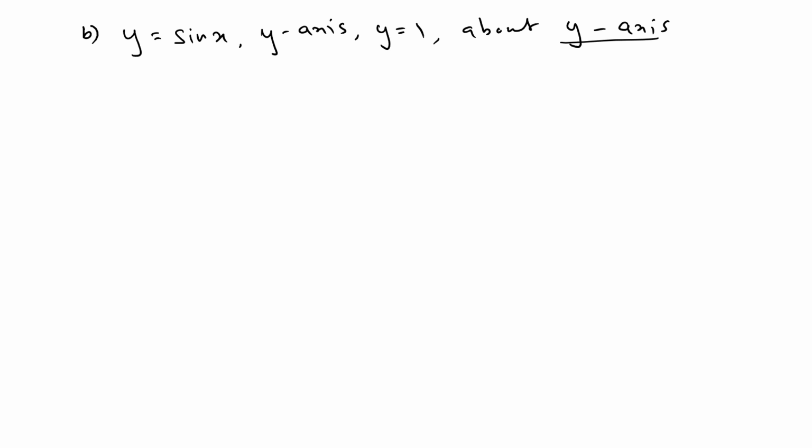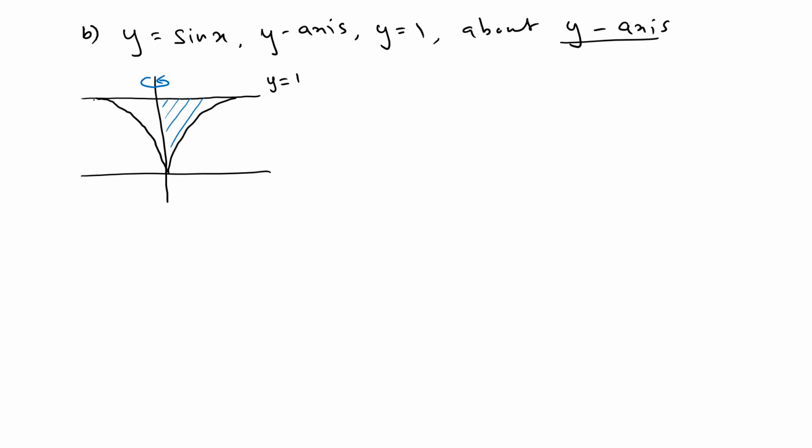If you look at the graphs, this is how it looks like. This is a sine graph, so it's going to go like that, and the y equals 1 line, and then the y-axis. This is the region they are talking about. You can rotate this region about the y-axis. If you do that, it's going to jump to the other side, so it's going to look like that.